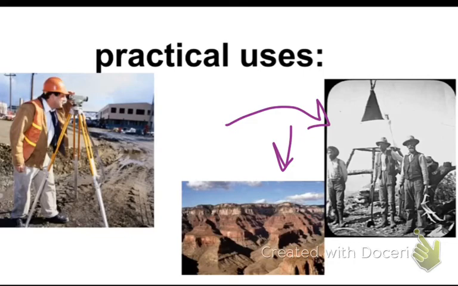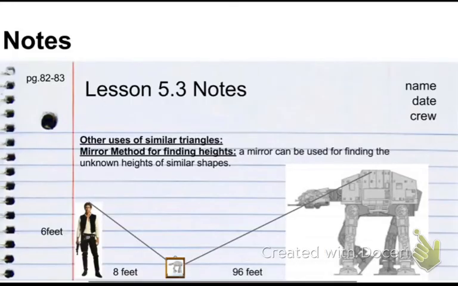So now that we've covered practical uses of math and this use of similar shapes, I'm going to cover very impractical uses of it. So for instance, in our notes, we're going to put page 82, 83, lesson 5.3 notes, and we're going to use other uses of similar triangles. And we're going to put in the mirror method for finding heights. And you can use a mirror to find the heights of objects, as well as using shadows. And basically what you do is you lay out a mirror on the ground a known distance from an object.